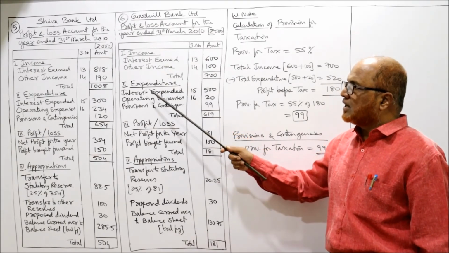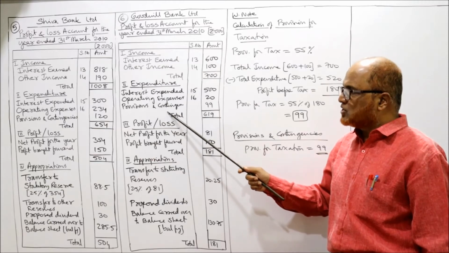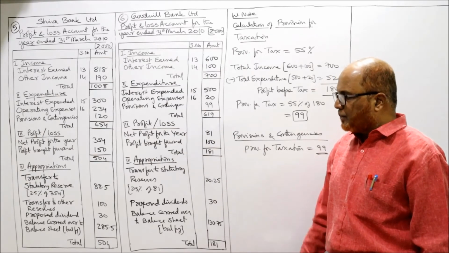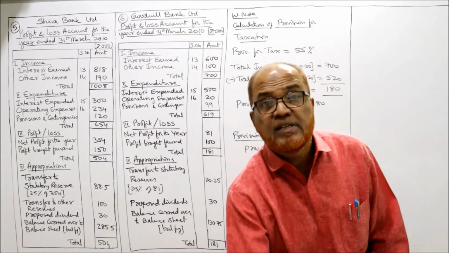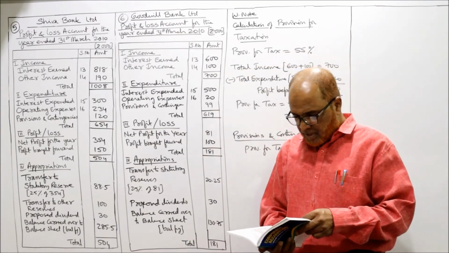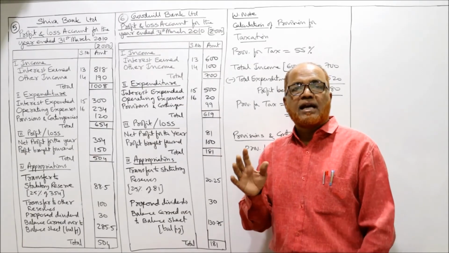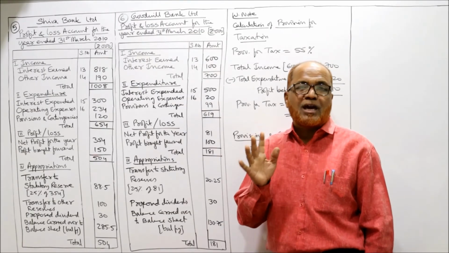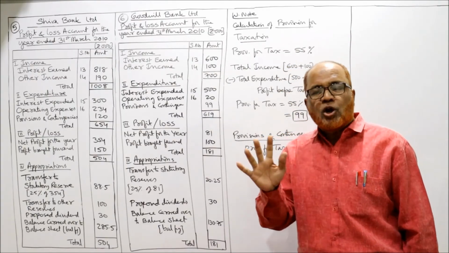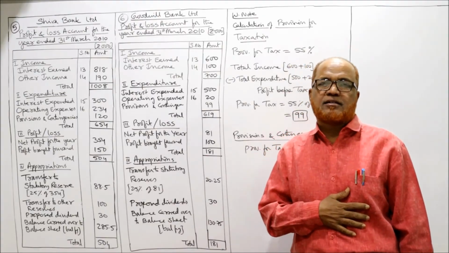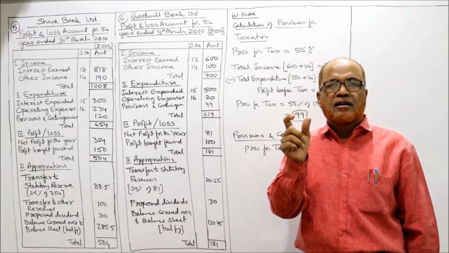Income, interest earned, other income, interest expended, operating expense, provisions and contingencies. Net profit for the year, profit brought forward. Appropriations. Now at the time of appropriations, we will see what is given in the problem. Interest on loans. Interest on loan is interest earned. I told you to be careful. It will not specify in the problem whether it is interest earned or interest expended. You have to see the wording.